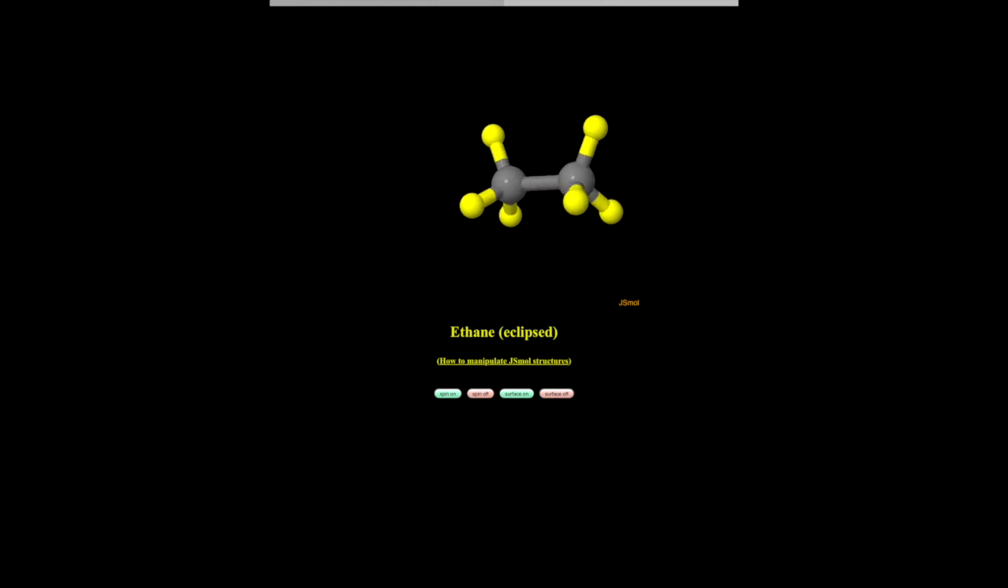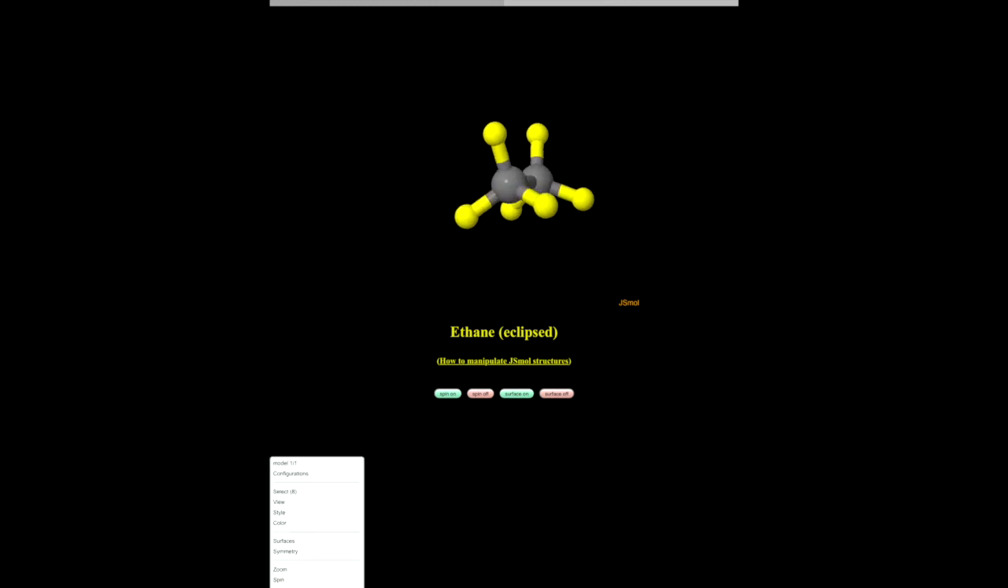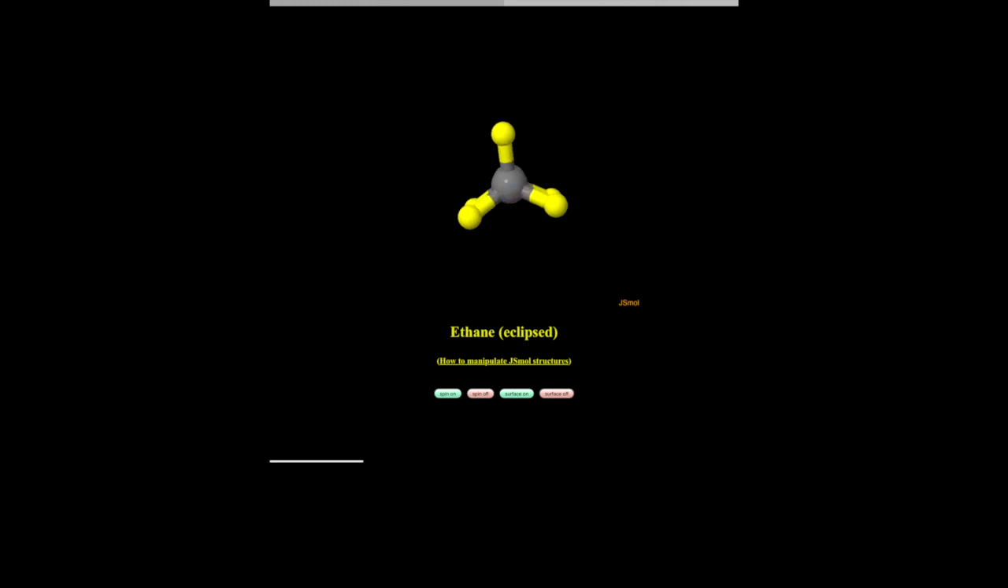Okay, and so you can see at the bottom, it's a JMOL program. So there are different manipulations that you can do to this. I think you can even calculate the dihedral angles and things like that. But if you want to check it out, you can Google ethane and then JMOL, and something should pop up.